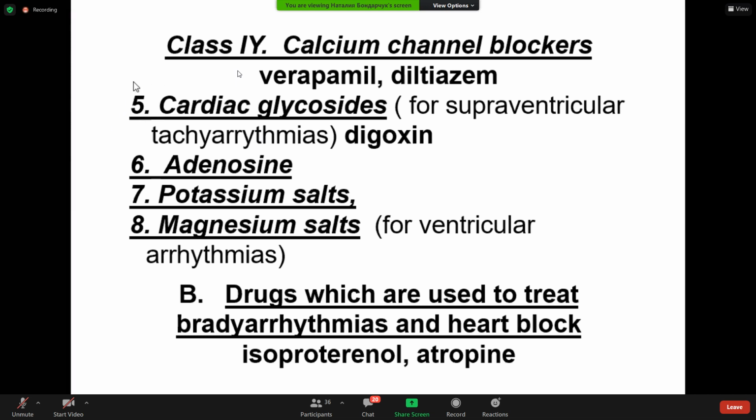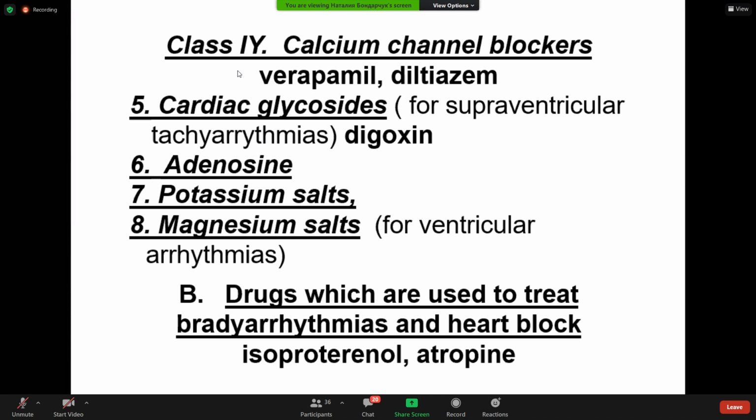Now Arabic number 5: cardiac glycosides for supraventricular tachyarrhythmias. Digoxin can be used. The mechanism of antiarrhythmic action of this group of drugs is the decreased AV conduction. Adenosine also decreases AV conduction. Potassium salts, magnesium salts, such drugs are used for ventricular arrhythmias.